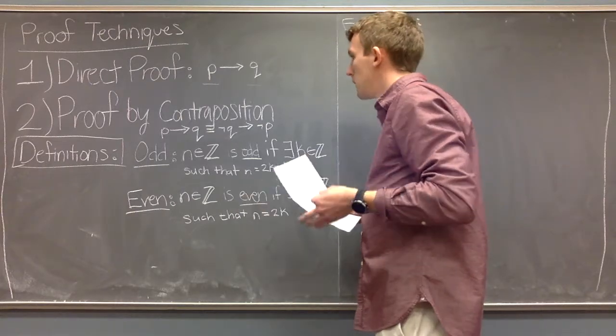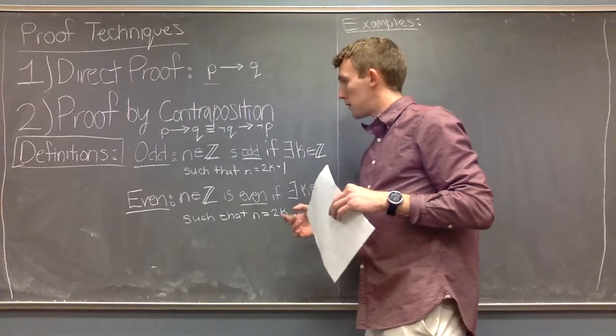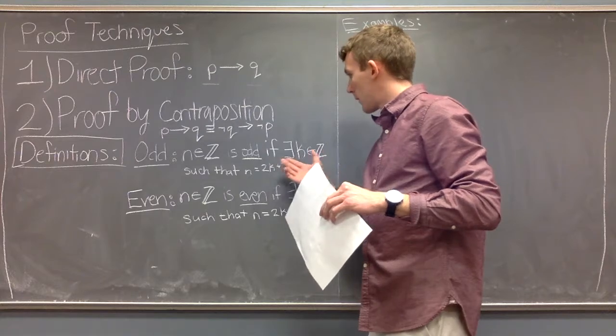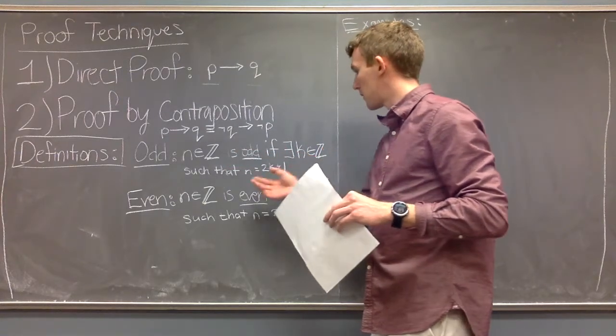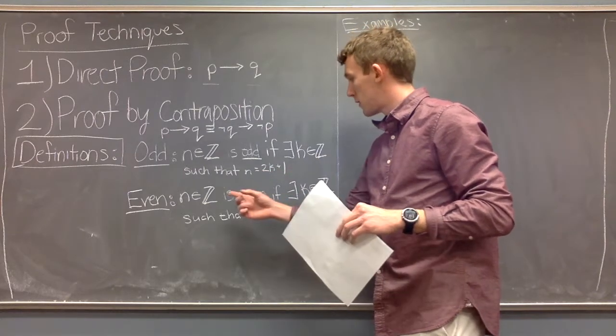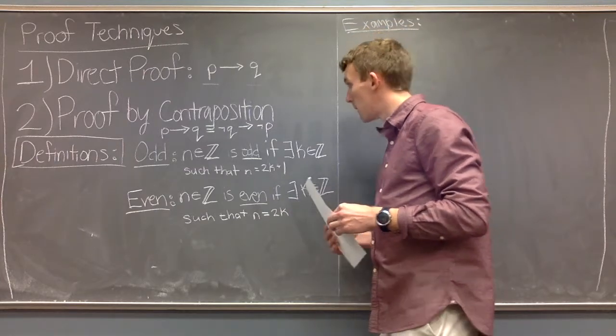So some important definitions that you're going to need to know: an integer n is odd if there exists an integer k such that n equals 2k plus 1. And similarly, an integer n is even if there exists an integer k such that n is 2k.